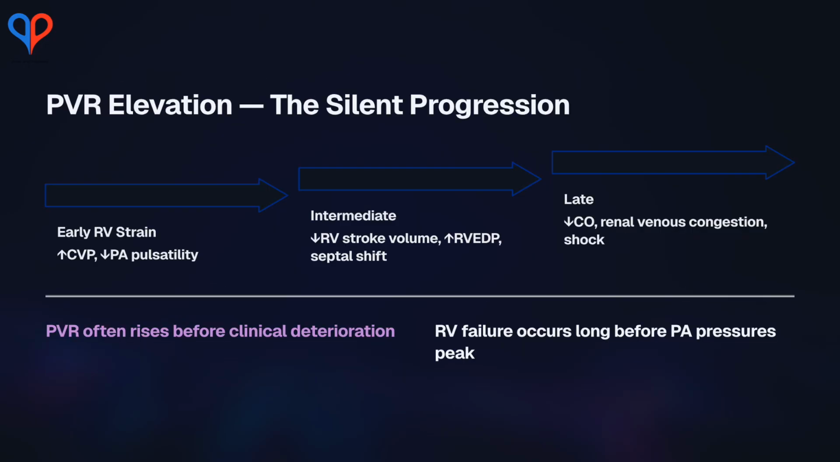PVR elevation develops silently. First, CVP rises and PA pulsatility falls. Next, RV stroke volume declines and the septum shifts, impairing LV filling. Eventually, low cardiac output results in renal venous congestion and systemic shock. Importantly, PVR often rises before the clinician sees overt hemodynamic deterioration. RV failure is frequently a late recognition event unless PVR is tracked.